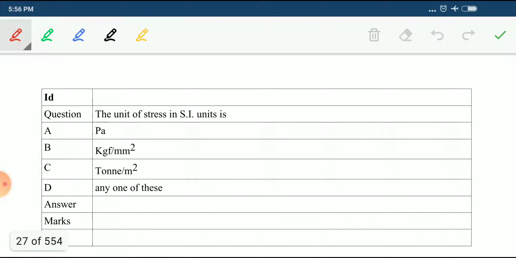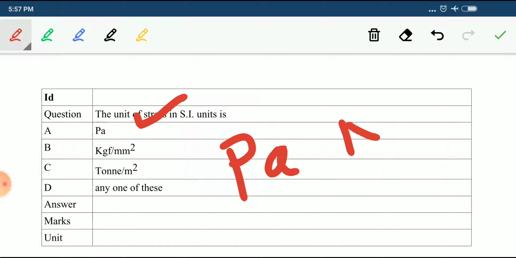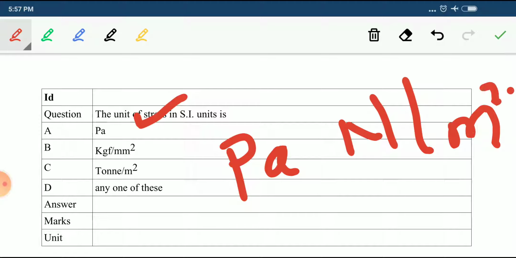Unit of stress. What is the unit of stress in SI? That is Pascal. Already you know what is Pascal? Pascal means Newton per meter square, that is force by area.